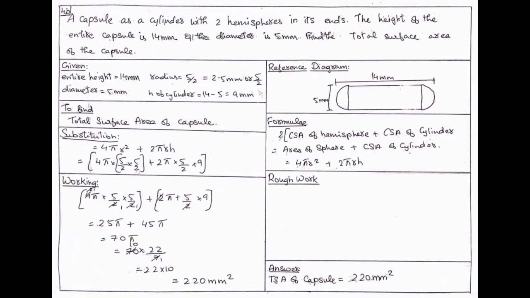So we have 25 pi on this left side and 45 pi in here. We add it, we get 70 pi. So 70 into 22 by 7, 7 cancels, and 10 into 22 is 220 millimeter square. So the answer is total surface area of the capsule is 220 millimeter square.